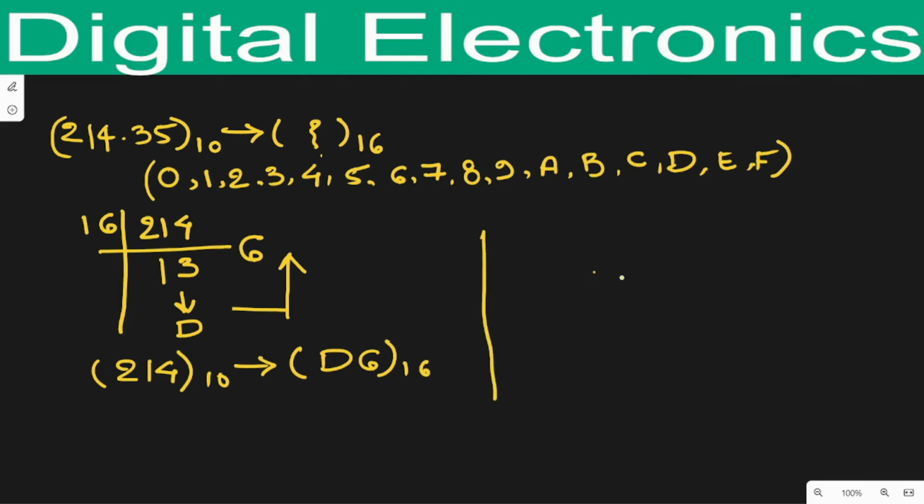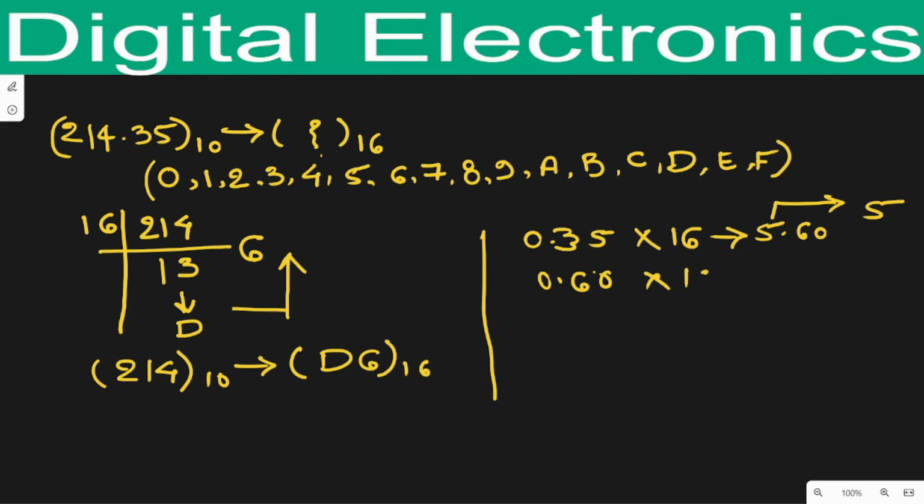Now we are moving towards the fractional part. Here the fractional part is 0.35, so it will be multiplied by 16. After multiplication, what do we get? We get 5.60. Same as our previous example, we extract the integer part. So what do we get here?